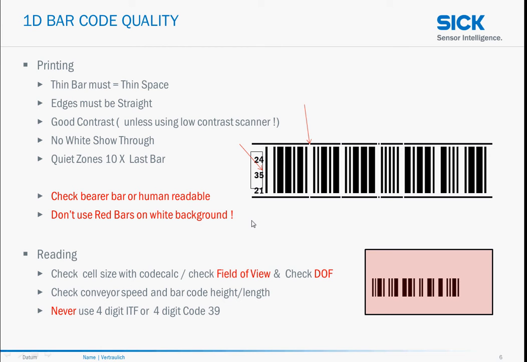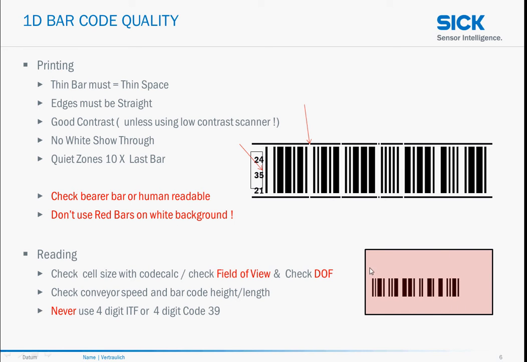Another point is to not use red bars on a white background, because if you do, all you're going to do is delay the fault to somewhere further down the supply chain, because we might be able to read it by using an ICR, for example, with a green light, but the customer is just going to send it down to one of his clients only to find that it won't be read with a red laser light.